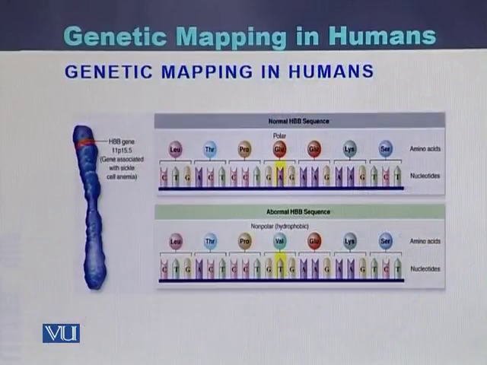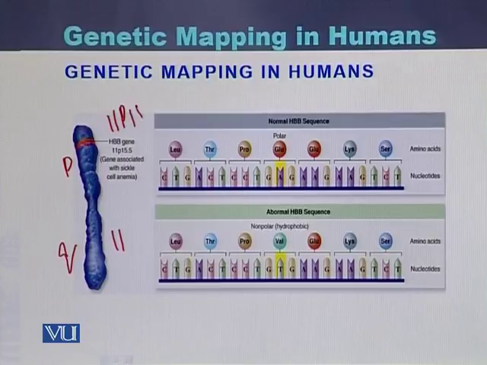Here is an example of genetic mapping in humans. This is chromosome 11, and a gene is present on the P arm. This is the P arm, this is the Q arm of this chromosome, and the gene responsible for sickle cell anemia is present at position 11p15.5. So this is the location of this gene.